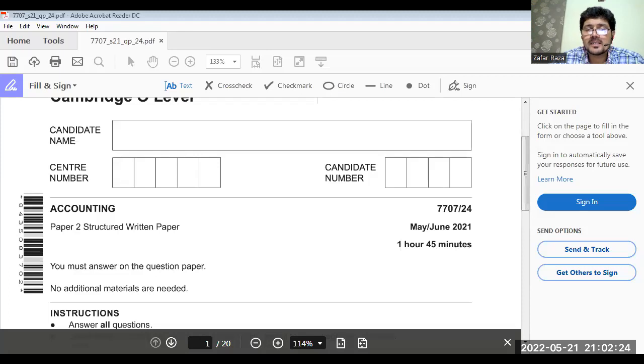I think the coming Monday they are having their structured paper too. So I am solving this for them. So here is your paper. This is the May June paper 2021, paper 24, the other variant of June. Paper 24. So let's start.